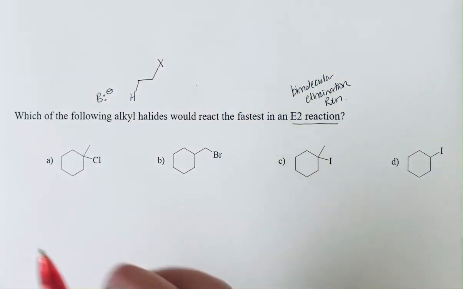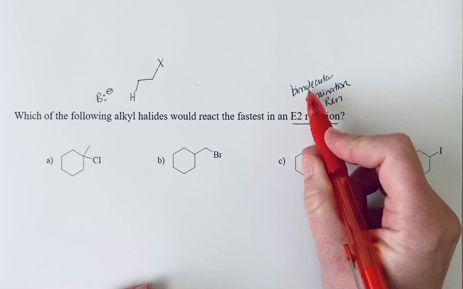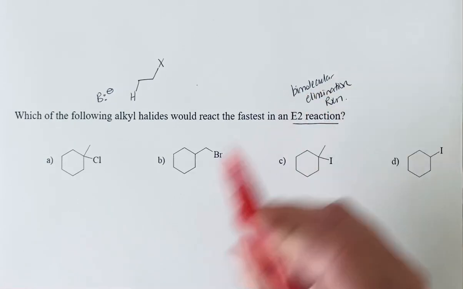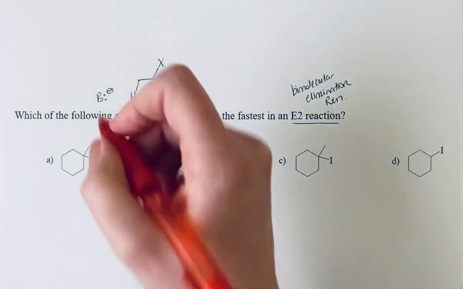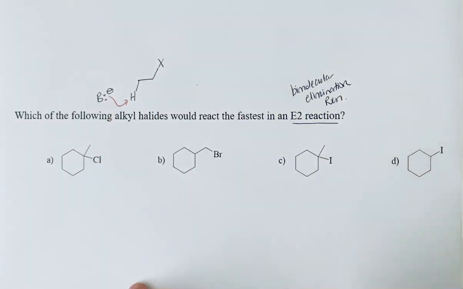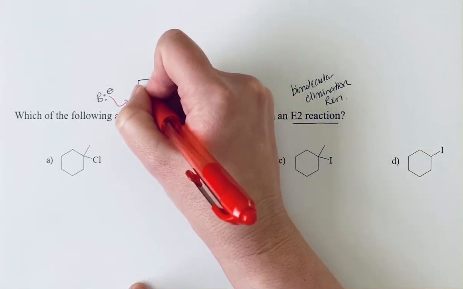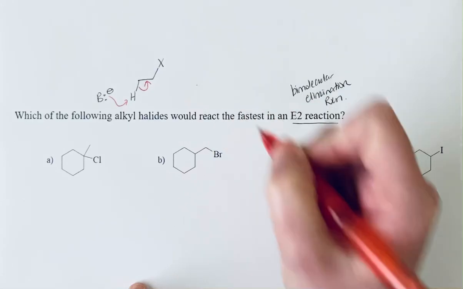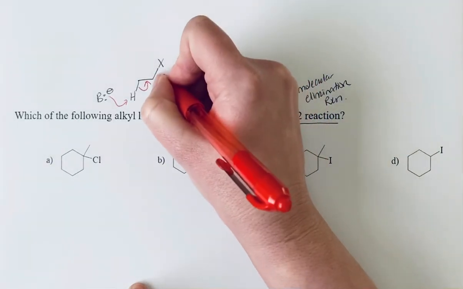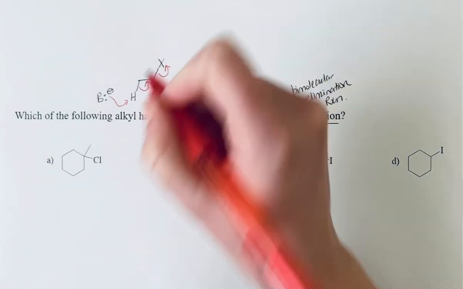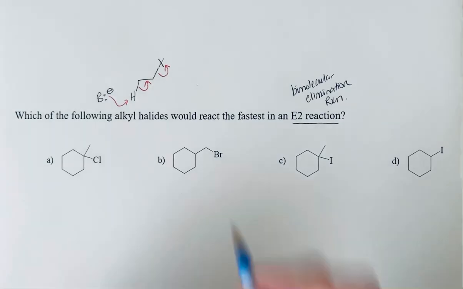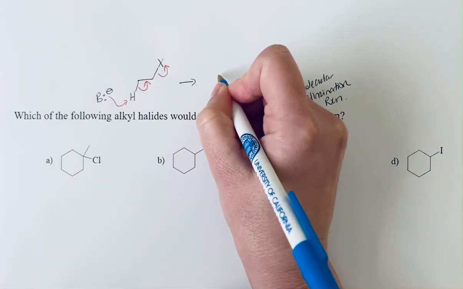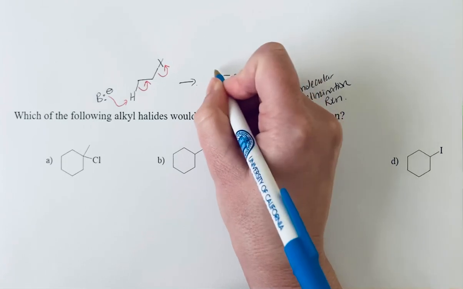And so what happens in this E2 reaction, we said it's bimolecular. That means it takes place all in one step. The base abstracts the hydrogen. The electrons from the carbon-hydrogen bond swing in to form a pi bond, and the bond to the leaving group, the halogen, leaves. And this gives us as a product an alkene.